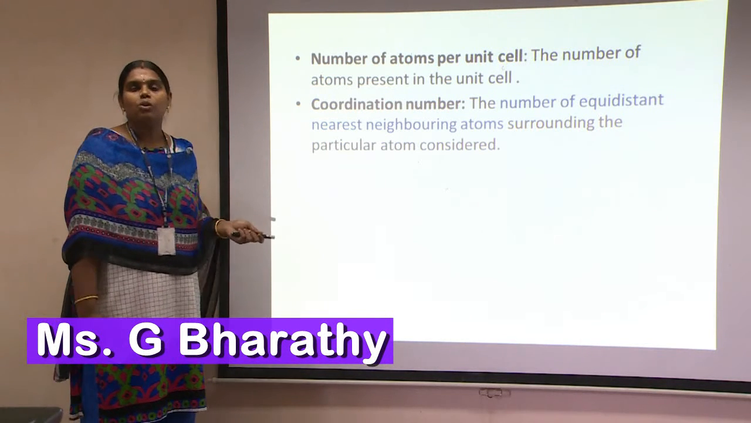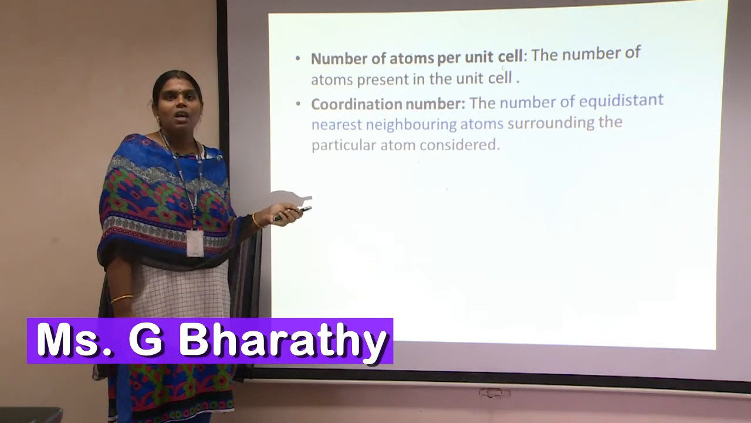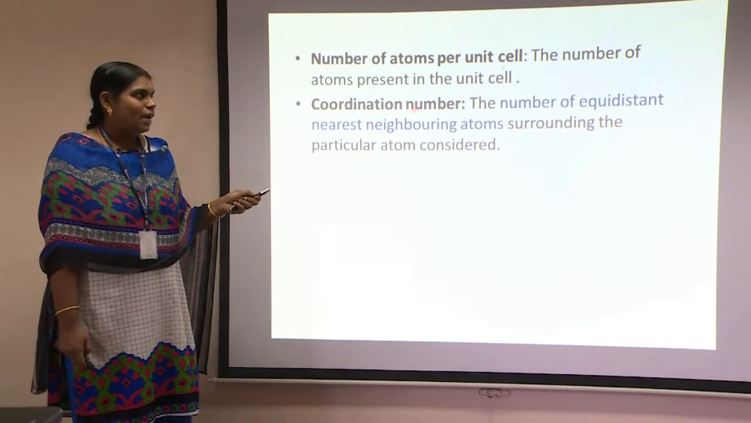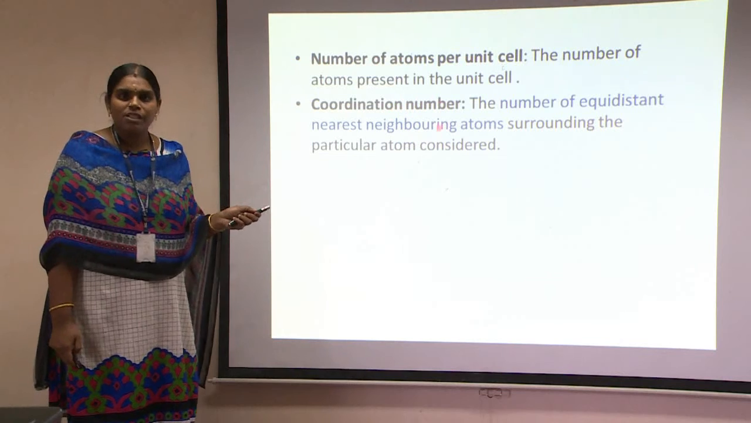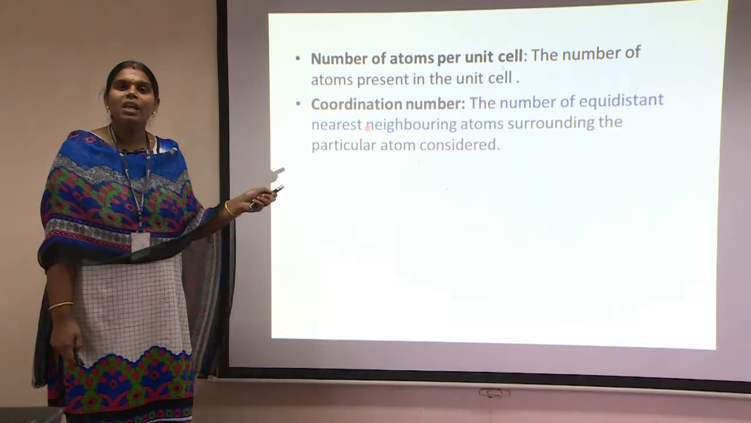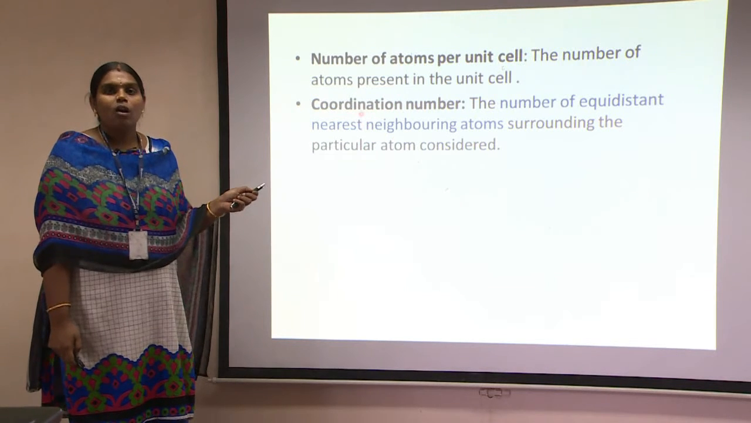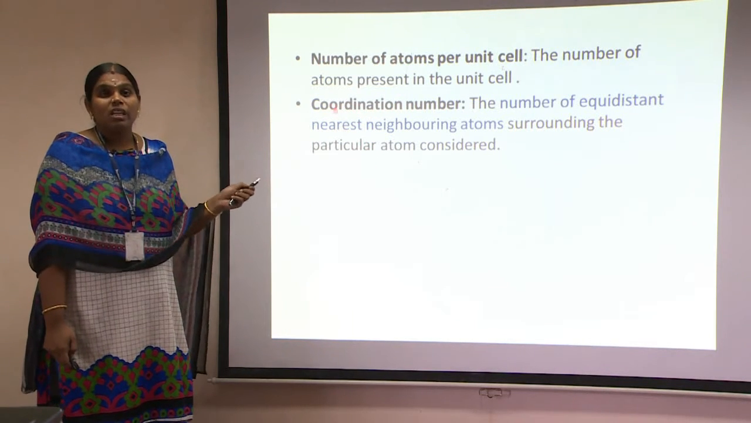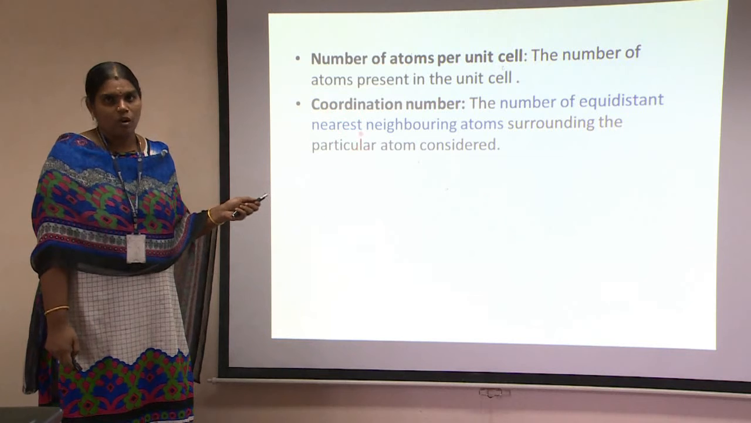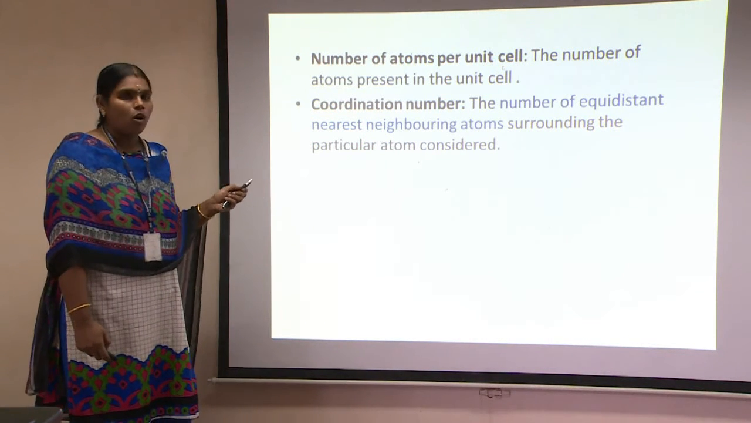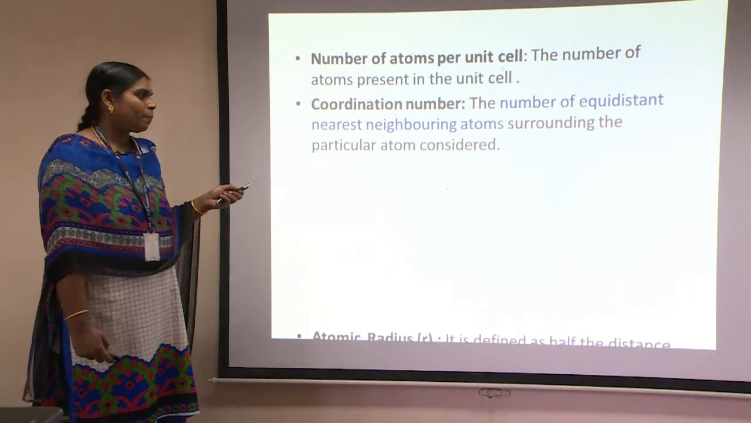How do we define this coordination number? It is the number of equidistant atoms for a particular atom under study. You can consider any atom and ask how many neighboring atoms are present for that particular atom. That is what we call the coordination number, which is an important characteristic of any crystal structure, which gives the property of binding for a crystal.